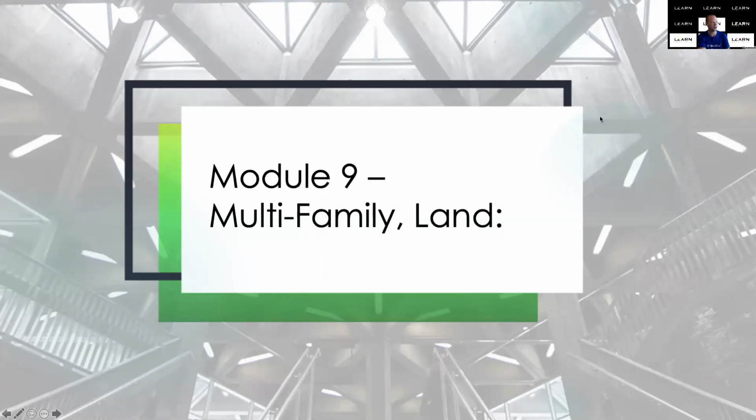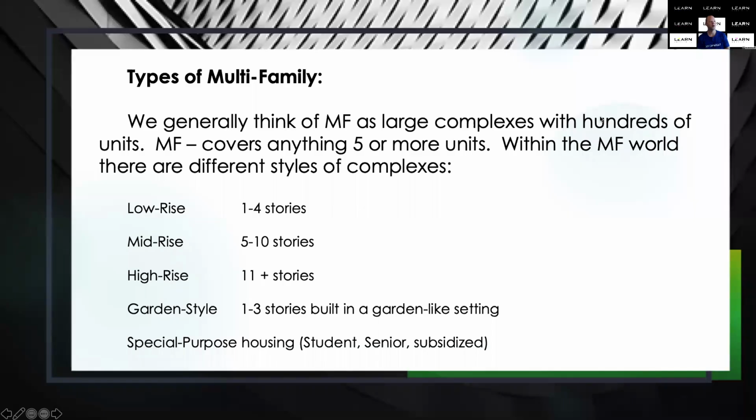All right, let's go. So multifamily and land. The types of multifamily: we generally think of multifamily as large complexes with hundreds of units. They've got a pool behind the clubhouse, gates on two sides, 10, 20, 30 buildings, 2 to 3 stories, right? That's just what comes to mind when I picture a multifamily complex. But that's not necessarily the case. They vary quite a bit, but multifamily really covers anything that's 5 units or more.